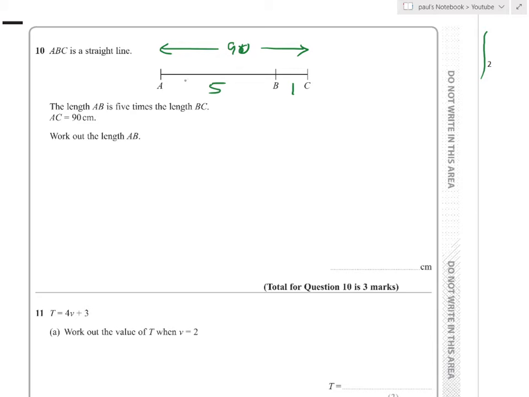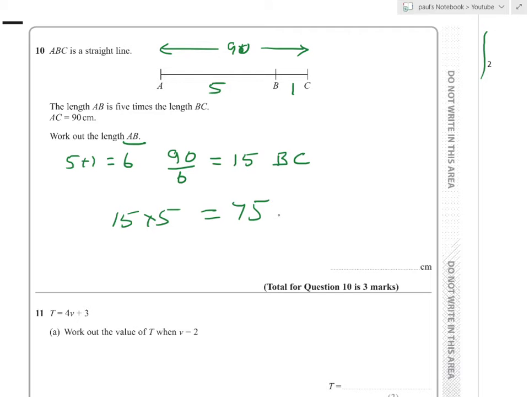Work out the length of AB. So 5 plus 1 equals 6. 90 divided by 6 will tell us the length of BC. So 90 divided by 6 is 15. So 15 is for BC. We've got to work out AB, so it's 15 times 5, which equals 75 centimeters for AB.